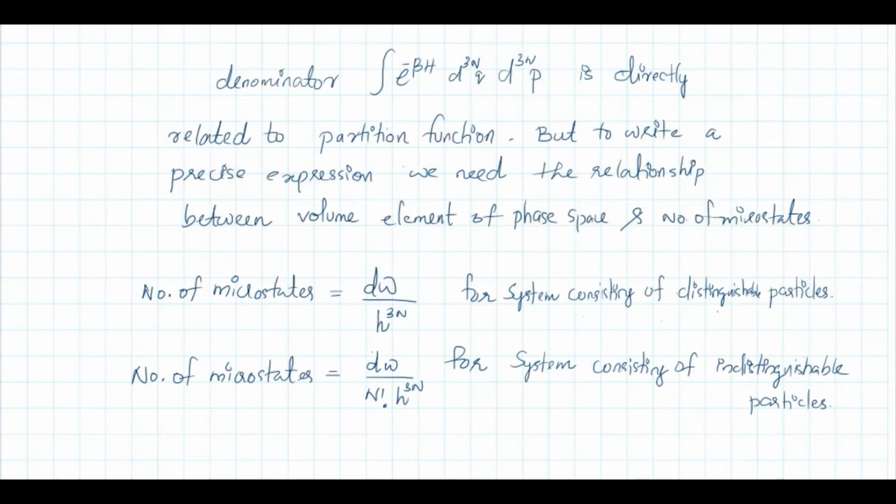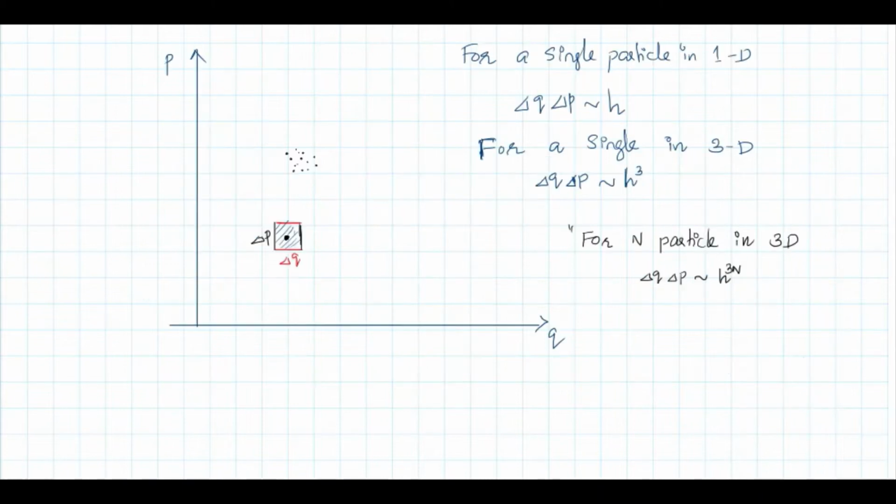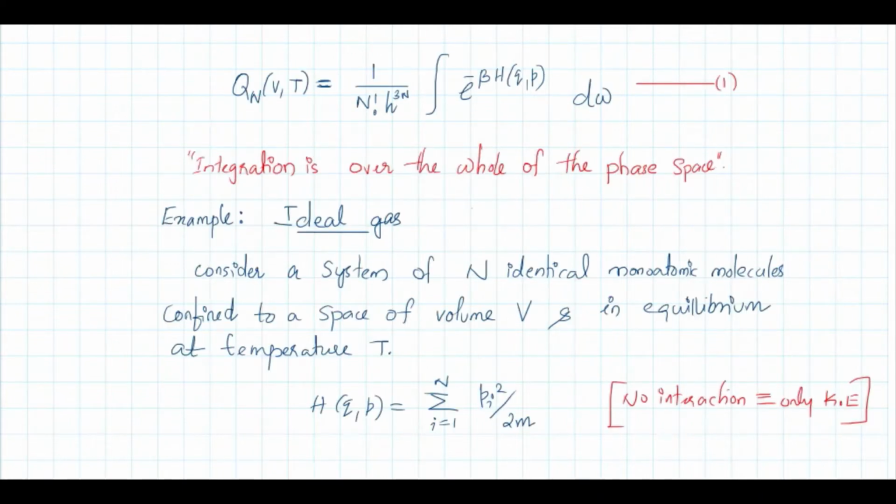We mentioned that this integral e raised to minus beta H d^3n q d^3n p is related to the partition function, but it is not exactly the partition function. For that, we have to count the number of microstates in the volume d omega, and that is given by these expressions for distinguishable and indistinguishable particles. So multiplying with this factor, we will get Qn of V,T as 1 by n factorial h raised to 3n integral e raised to minus beta H d omega. This will give you the sum over all microstates instead of a volume.